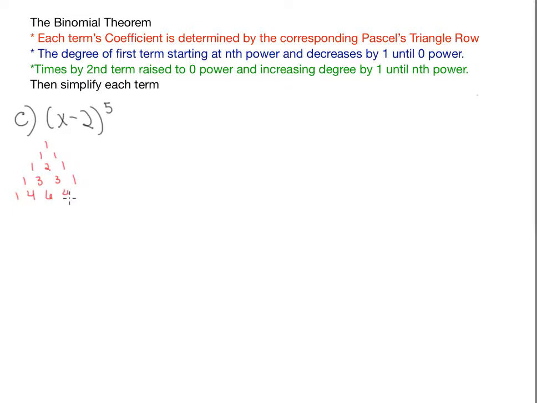Next, I'm going to rewrite this binomial x minus 2 as an addition, so it looks like the examples A and B we did before. So I can rewrite that as x plus a negative 2 to the 5th. Now it's very easy to see my first term is going to be the x, and I'm going to start with the degree 5 and decrease the power by 1 each time. And my second term is going to be negative 2, so please make sure you take the negative 2 with each term. I'm going to start with the 0 degree and increase by 1 for each of my terms. Now we're ready to apply our binomial expansion.